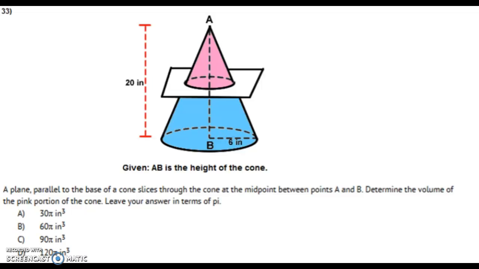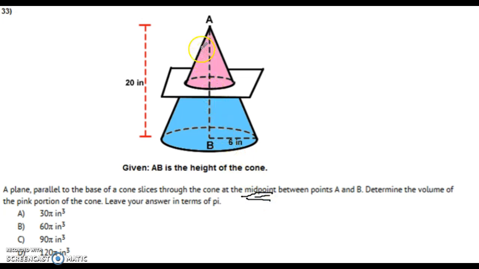Number 33 says, a plane parallel to the base of a cone slices through the cone at the midpoint. That's going to be important. Between points A and B. Determine the volume of the pink portion of the cone. Leave your answer in terms of pi.